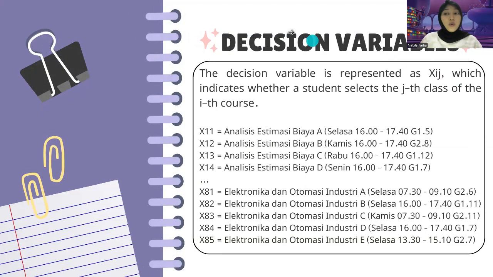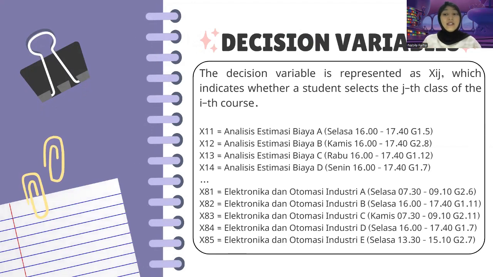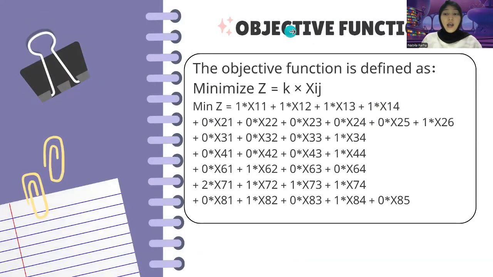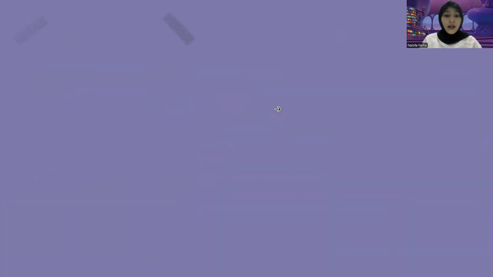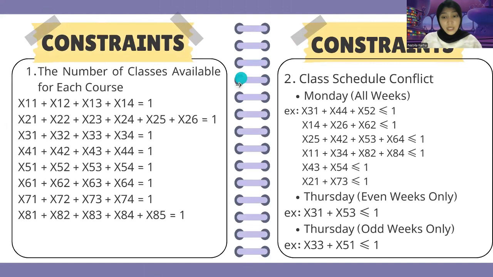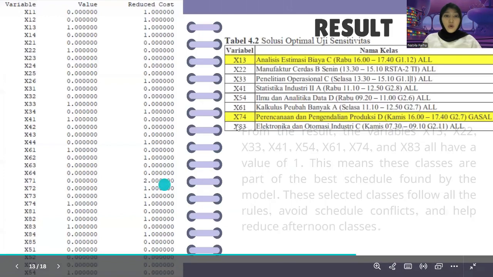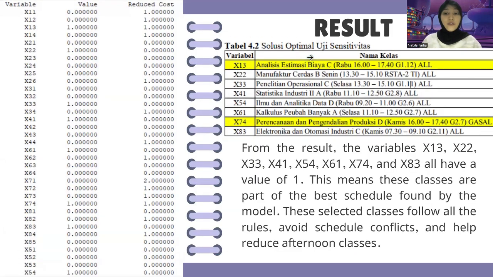And after that, we do the same thing. We decide the decision variables with the same type Xij, but as you can see here, there are changes in the decision variables. After that, we also determine the objective function. We still minimize Z here, but as you can see, there's a difference in the coefficient of K in the course Analisis Estimasi Biaya. And after that, we also use the same constraints, but there are changes in the last course. Then we also use Lingo to find the result of the optimal solutions.